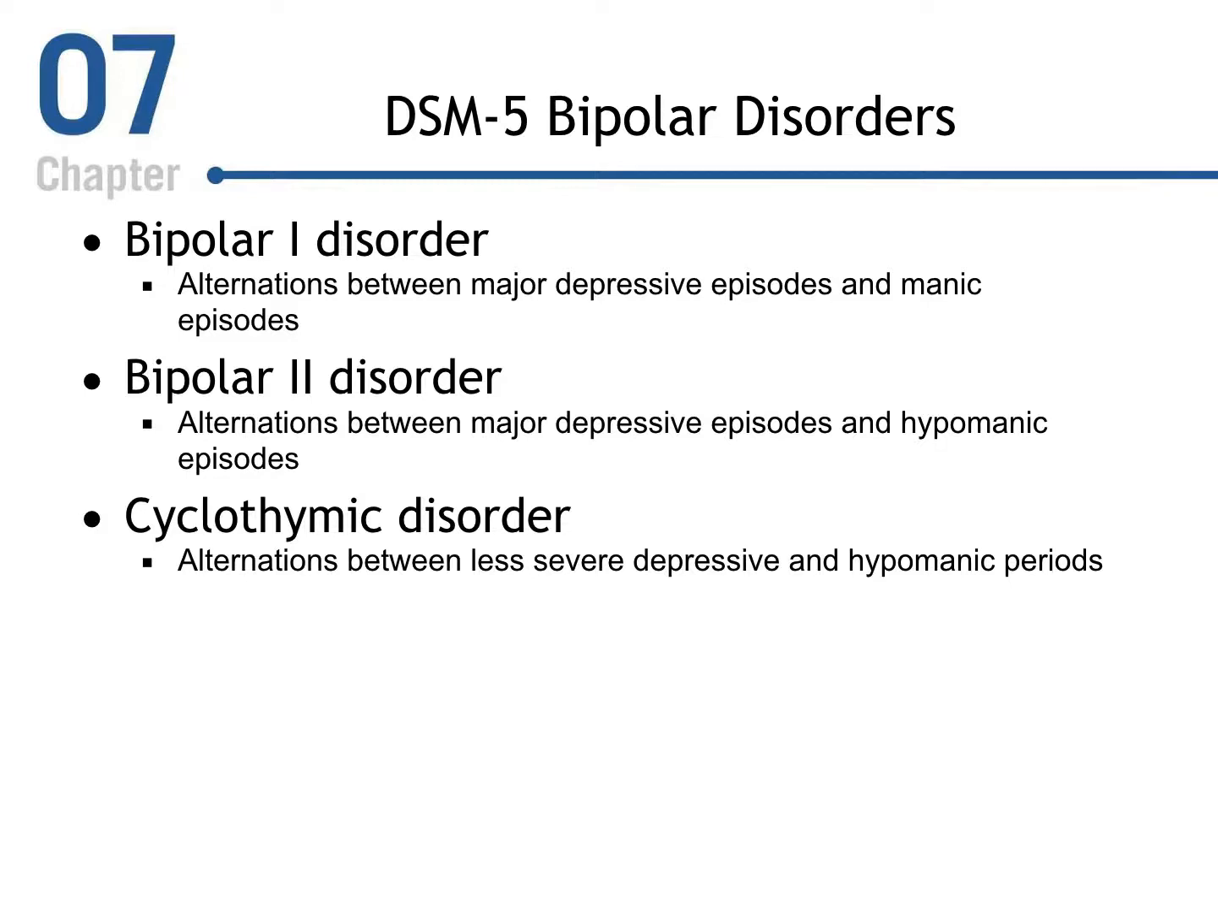Cyclothymic is sort of like the persistent depressive disorder of the bipolar disorders. So it means that you have this chronic long-term pattern of not fully meeting criteria for a depressive episode and also not meeting full criteria for a hypomanic episode. So it's like mania light or hypomania light and depression light, okay? And those are alternating.